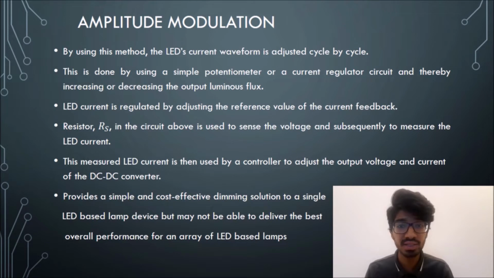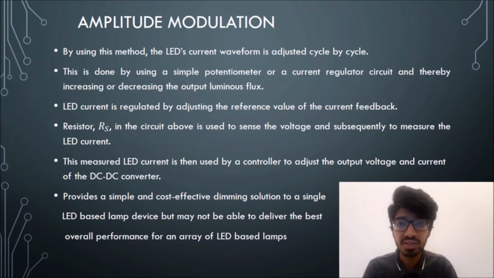Resistor Rs in the circuit above is used to sense the voltage and subsequently to measure the LED current. This measured LED current is then used by a controller to adjust the output voltage and the current of the DC to DC converter. One of the benefits of this method is that it provides a simple and cost-effective dimming solution to a single LED-based lamp device. However, it may not be able to deliver the best overall performance for an array of LED-based lamps.